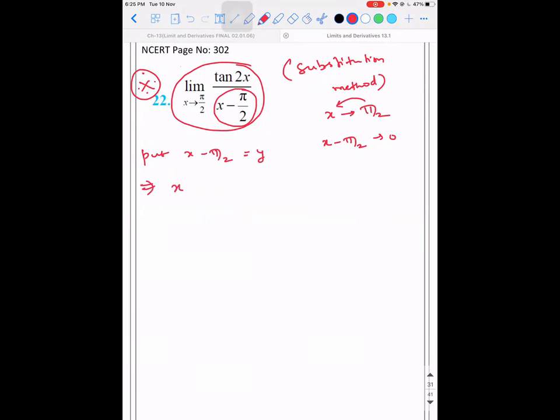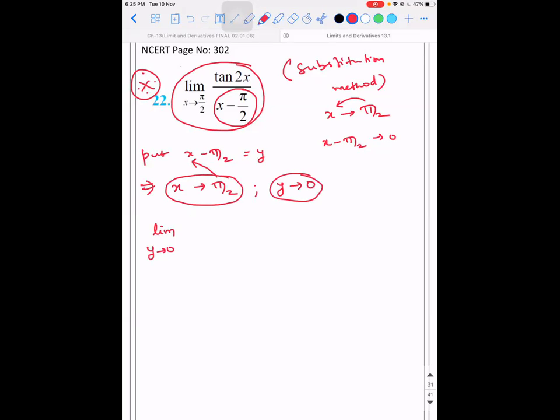Which implies when x is tending to pi by 2, y tends to what? Y tends to 0. It's very simple. x tends to pi by 2 means substitute it here: pi by 2 minus pi by 2 is 0. So when x is tending to pi by 2, y is tending to 0. So in the place of x tends to pi by 2, I can replace it with y tends to 0.